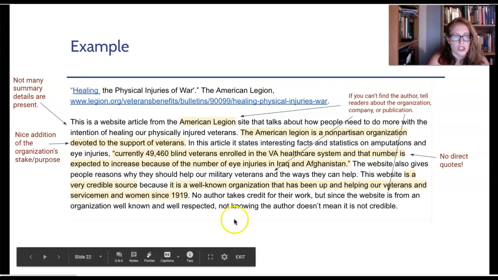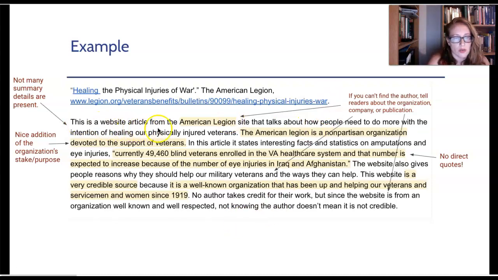Something to watch out for is this. This is a website article from the American Legion site that talks about how people need to do more with the intention of healing our physically injured veterans. So there's no exact author here. This is just from a hired writer from the American Legion. That happens sometimes, but you still have a publisher to talk about. And here they did it with the American Legion. The American Legion is a nonpartisan organization devoted to the support of veterans. That's important to note. In this article, it states interesting facts and statistics on amputations.